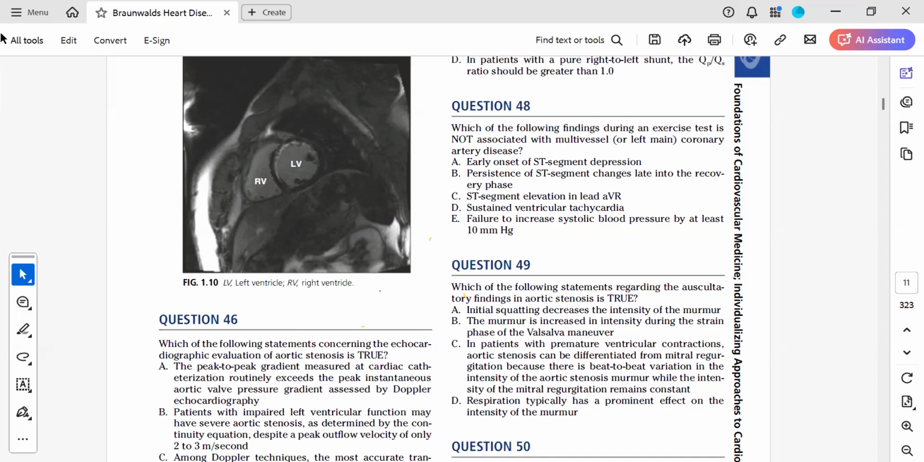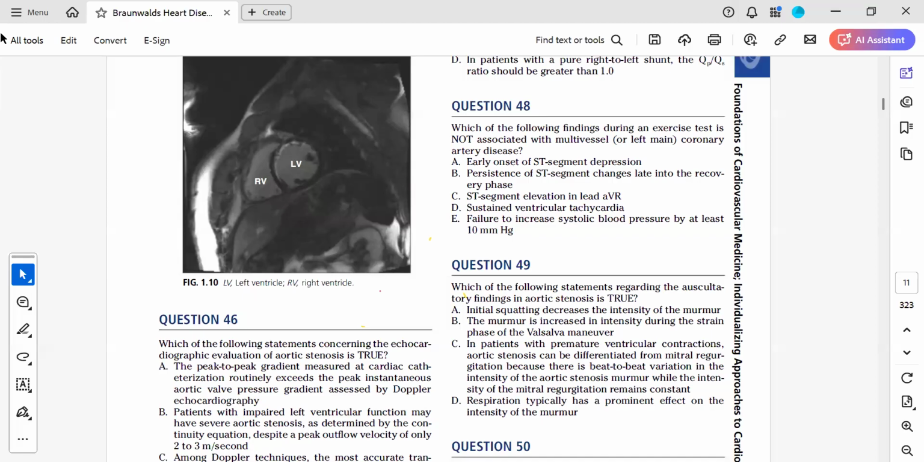Initial squatting will actually, I said reduce, but it will increase, because it's when you stand that will pool blood in the venous system. So when you squat, you are bending down, and it will increase blood flow to the left. So squatting will increase flow to the left, and we increase the LV volume, which will increase the intensity of aortic stenosis.